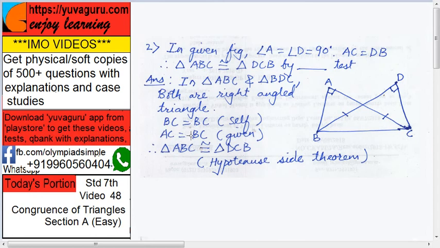AC equals BD, it is. BD or DB, you can call it anything. So that is given. So in triangle ABC and triangle DCB, they are congruent by hypotenuse. Hypotenuse means that is opposite to 90 degrees. Hypotenuse and side theorem. Now what is this?